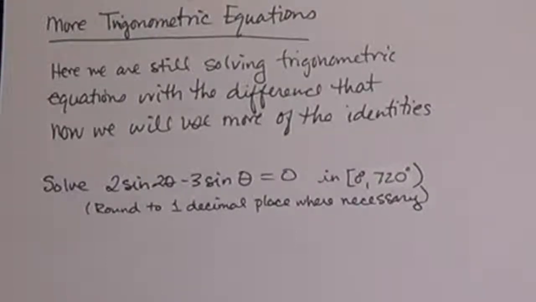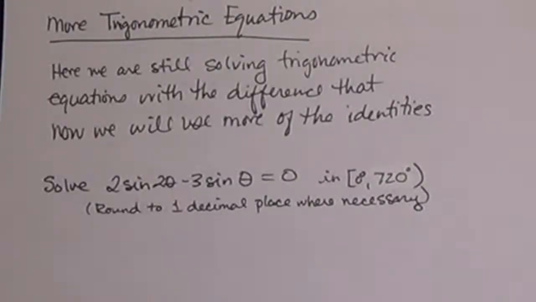In this next video, we're going to look at some more trigonometric equations. Here we are still solving trigonometric equations, with the difference that now we will use more of the identities. So things like our half angle, double angle, maybe sums and differences, more powers, and things like that.